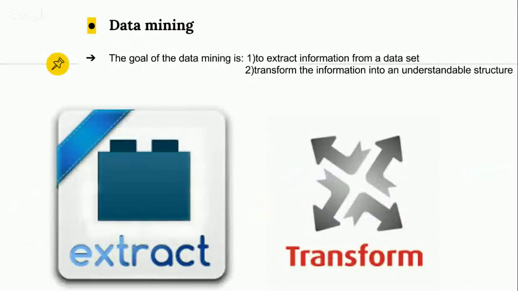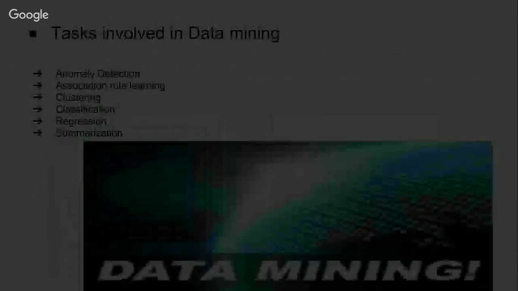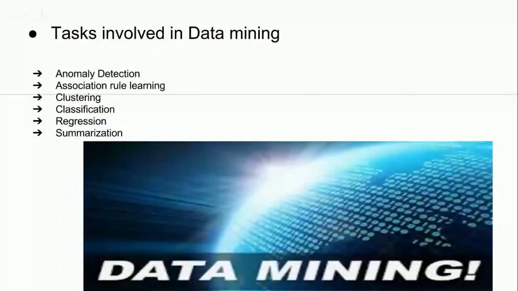You see, the goal of data mining is, first of all, to extract information from a dataset, and secondly to transform that information into an understandable structure. Data mining involves various tasks in order to be complete. One of those tasks is anomaly detection, another is association rule learning, the third one is clustering, the fourth one is classification, the fifth one is regression, and the last one is summarization.